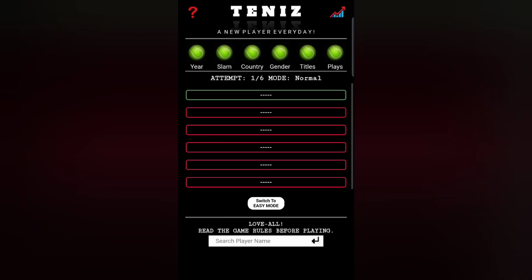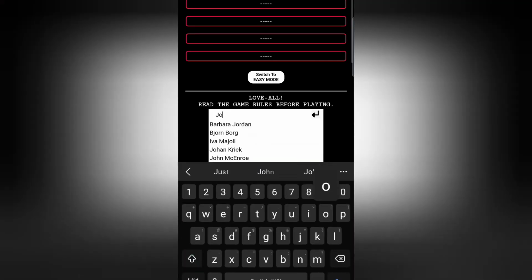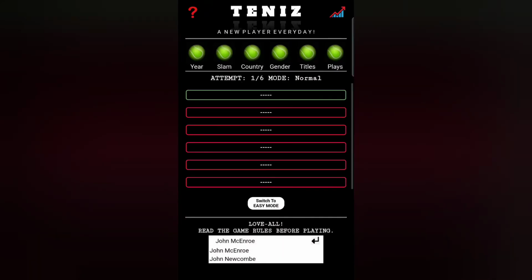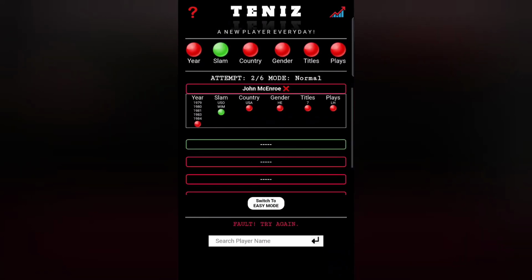So let's start as normal. We'll switch the mode in between our gameplay. You can switch it anytime you see the switch to easy mode button. What it does, I'll explain when we actually hit it. So let me start with my regular first guess. Again, there is no right or wrong.